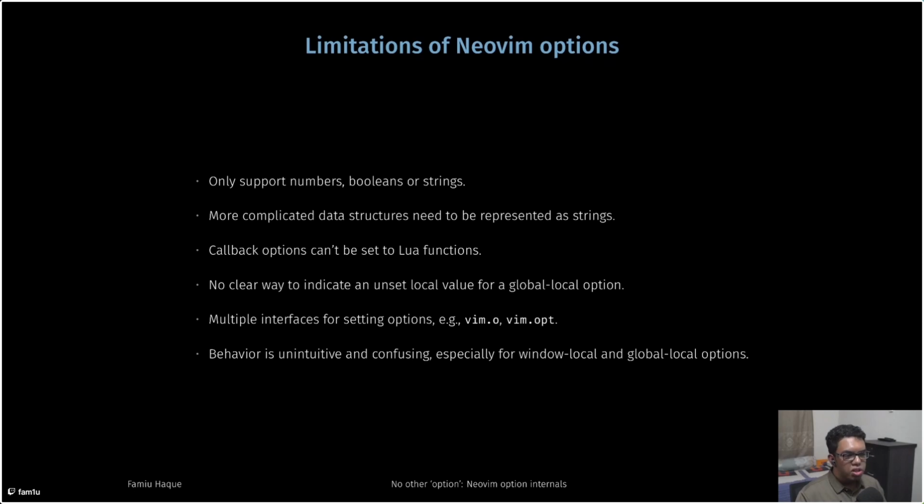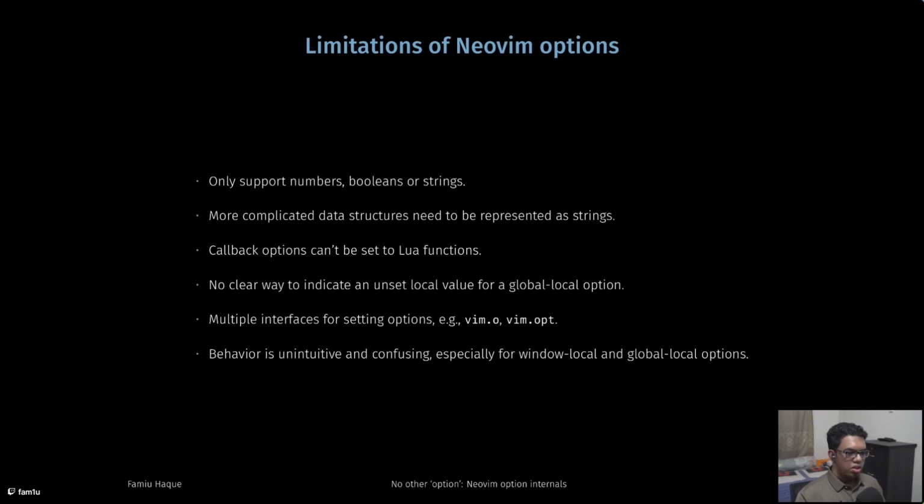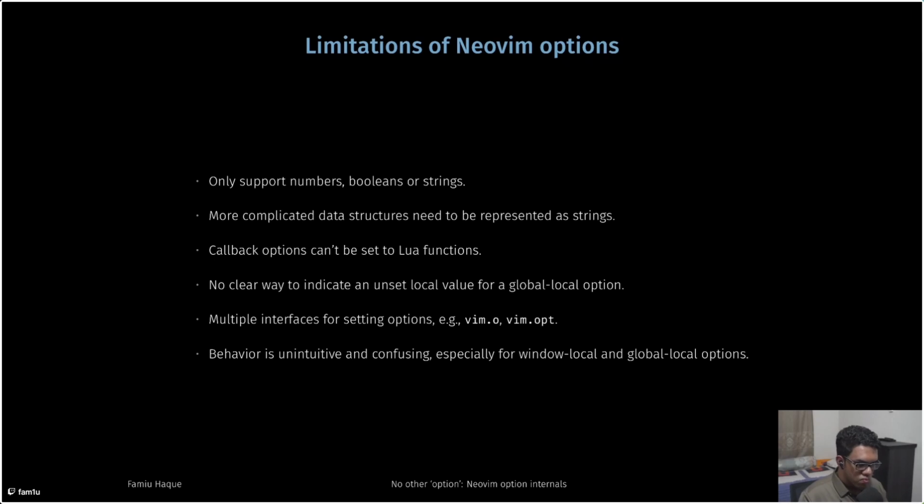Next, we have multiple interfaces for setting options. This one is very annoying when working on the code. There are like 4 or 5 different code paths that do essentially the same thing, which is setting an option, and it's so annoying to deal with. You'll see why in a bit. And lastly, the behavior is unintuitive and confusing, especially for window local and global local options. Again, more on that later. All right, let's move on.